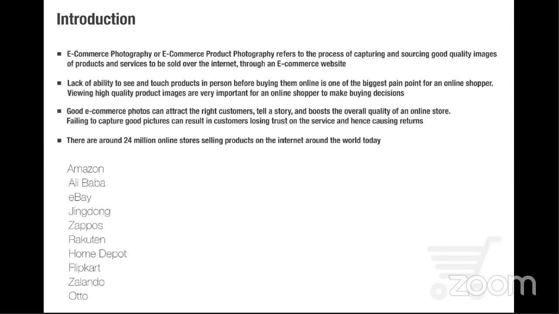So we need to understand the company or the brand that we are going to shoot for. We need to understand what they sell, and we need to prepare ourselves for that. That's fairly much e-commerce photography as an industry today, and how it works. So I think we can go to the next slide. Any questions so far, Bala sir, or can I go ahead?